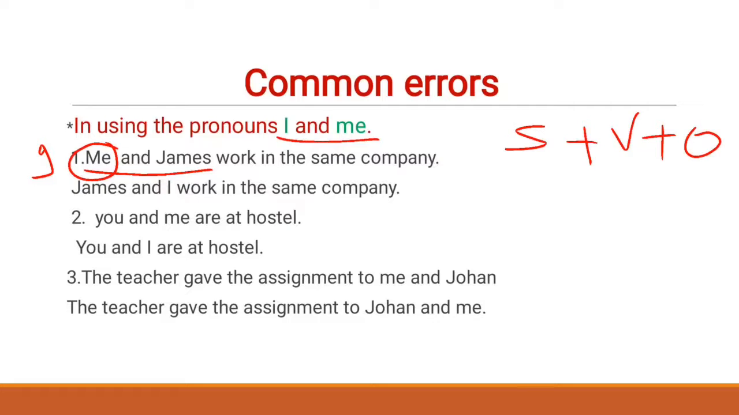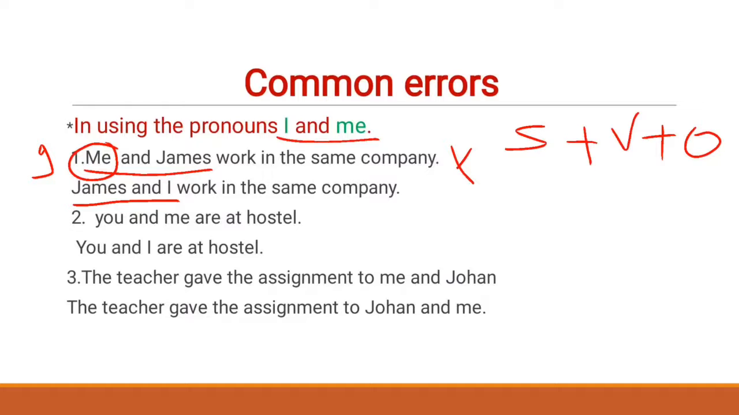But this is also a wrong sentence. We never place ourselves first while talking or writing in English. As you know, English is a sophisticated language where we need to show respect towards others, and while talking or writing we always prefer the other person in the first place. So we will be saying, James and I work in the same company.